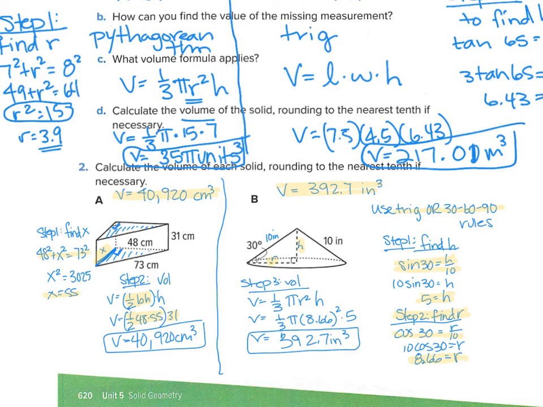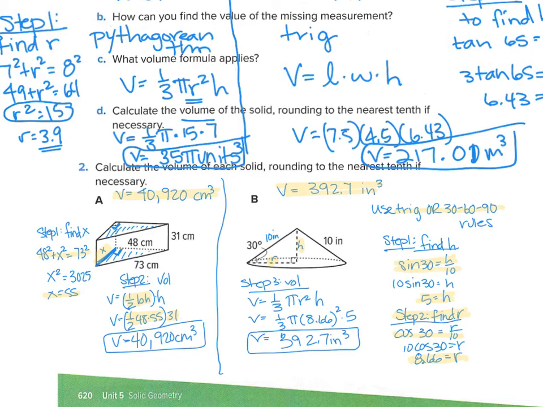I used 8.66. If you use 8.7, your answer is slightly different. If you use 8 point and all the decimals on your calculator, your answer is slightly different, slightly, but close. So again, that part of it is just personal preference, and it happens.